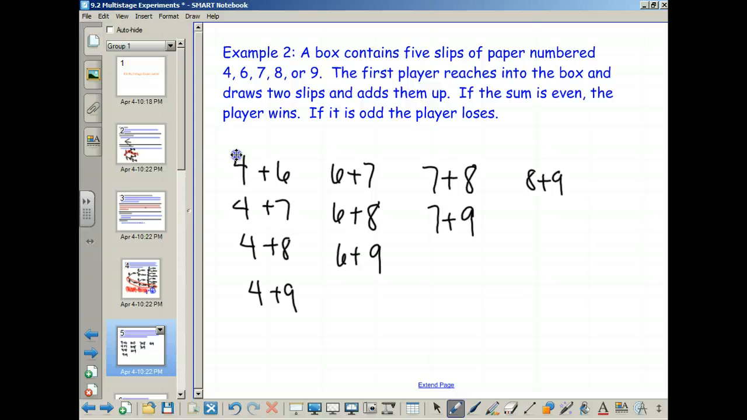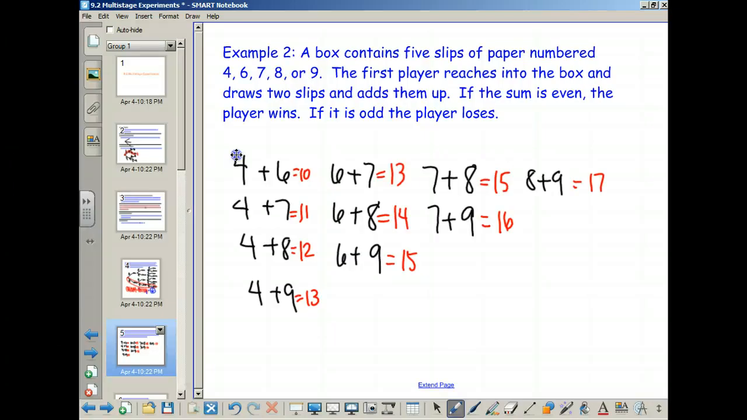So I need to figure out what the sum is for each of these. Okay, so what is 4 plus 6? 4 plus 7? 4 plus 8? 4 plus 9? 6 plus 7? 6 plus 8? 6 plus 9? 7 plus 8? 7 plus 9? And 8 plus 9. Okay, so we're going to go back now and we're going to circle all the people who win. So they are all the number selections that would win. So who wins? When do you win?